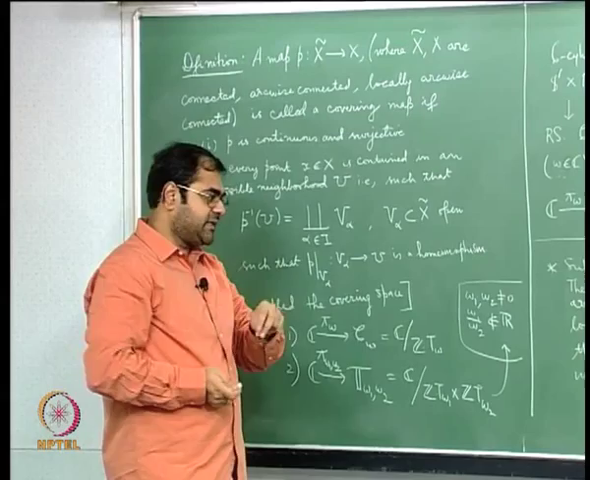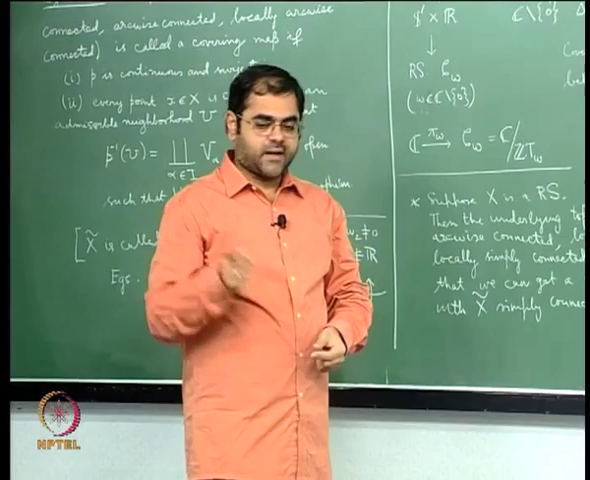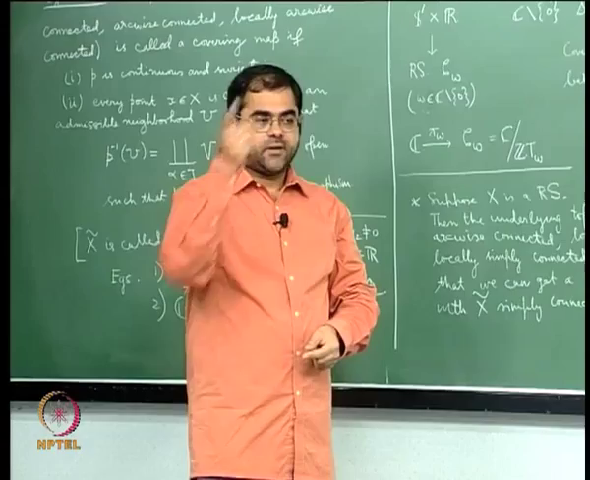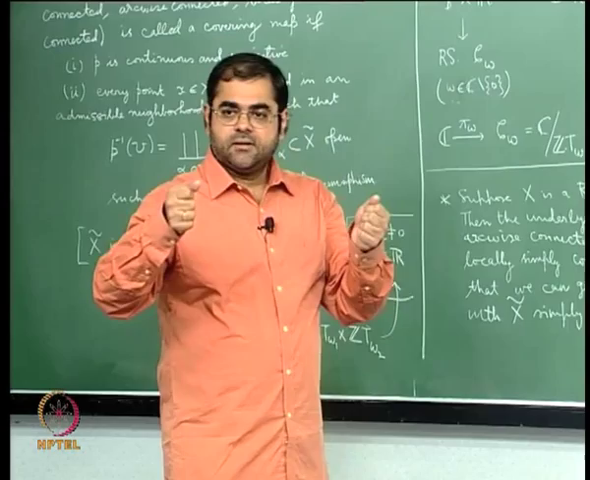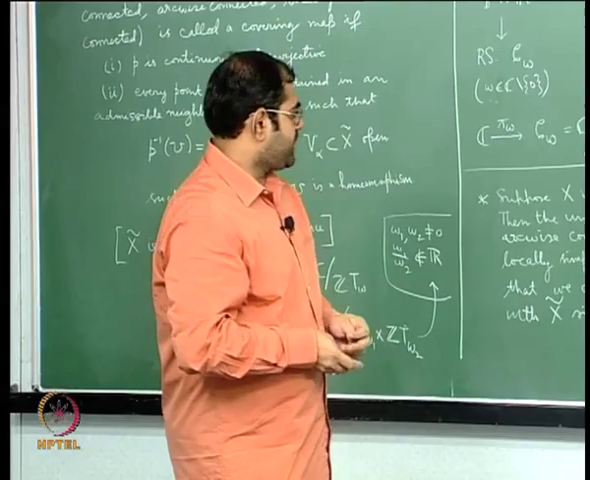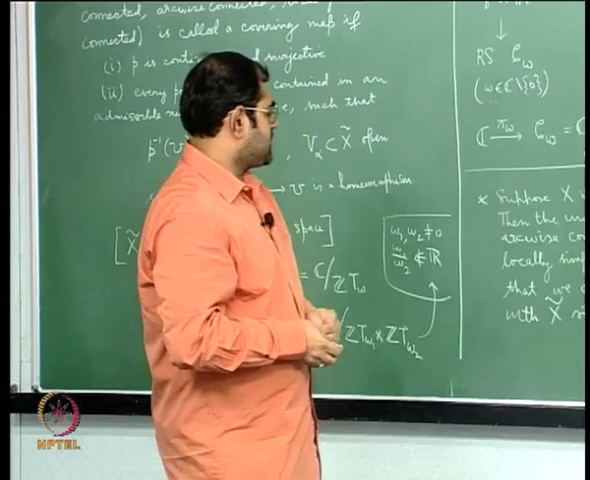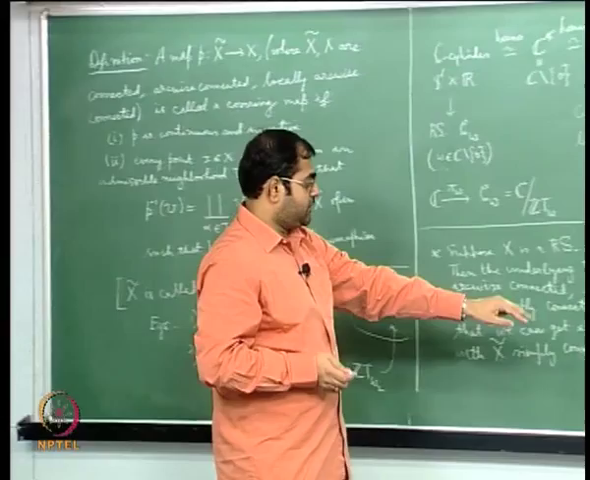So for example, if I took an annulus and I took a loop going around the annulus, I cannot shrink it to a point because there is a hole in between. So trying to shrink a loop into a point is just trying to check whether there are any holes. That is the situation here for this x tilde.